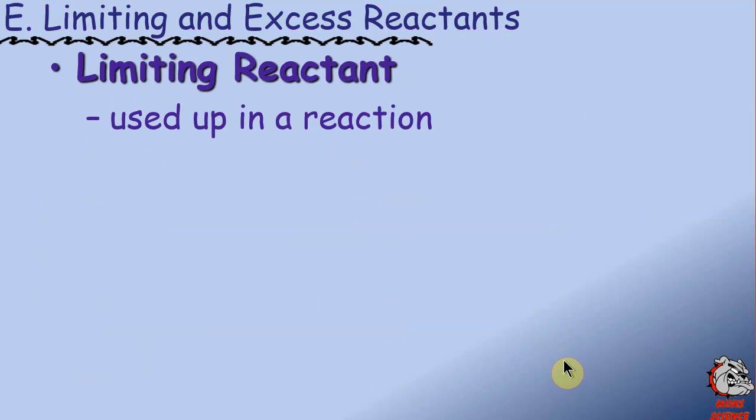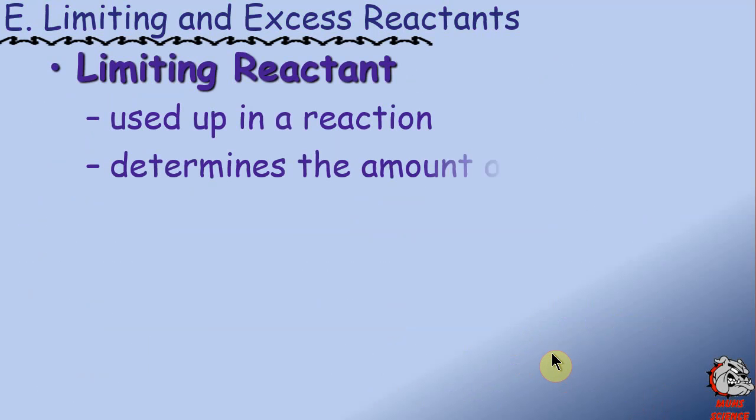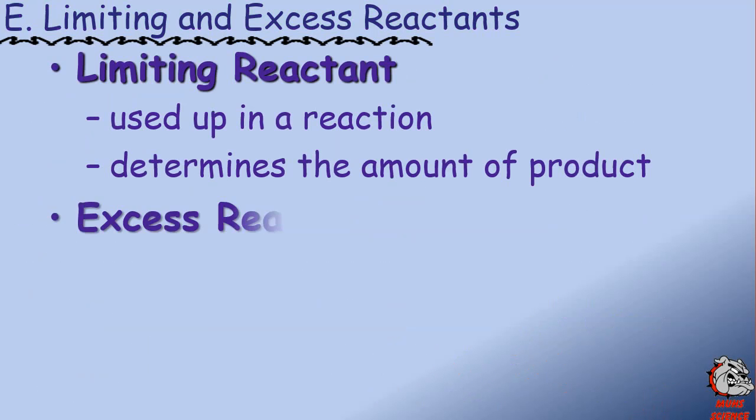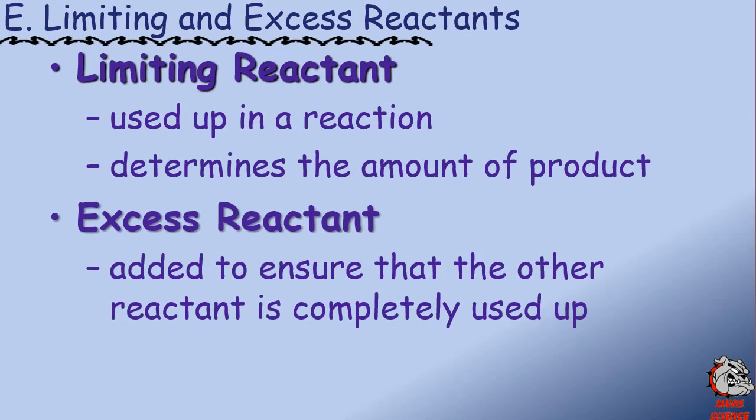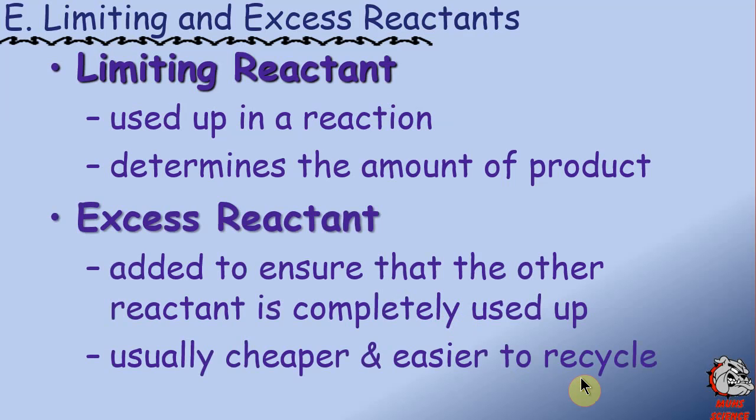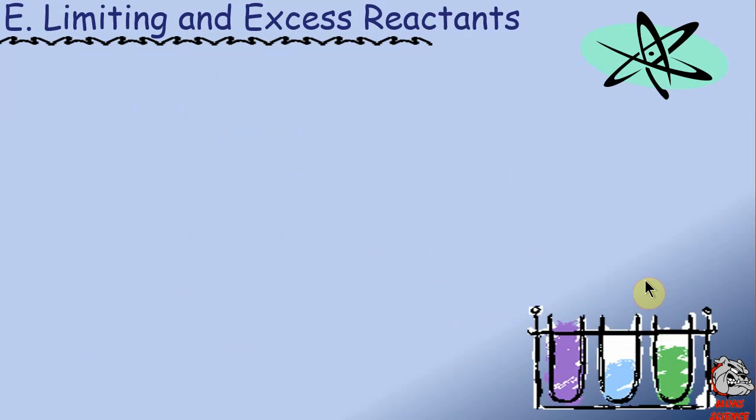So the limiting reactant is the first thing that's used up in a reaction, and it determines the overall amount of product that you're going to get, because once you run out of the limiter, you're done. The reaction is over. So you figure out what your limiting reactant is, and then you can figure out what your yield is. The excess reactant is added to ensure that the other reactant is completely used up, and that's because this is usually the cheaper of the 2 reagents, or it's easier to recycle or clean up or whatever. So that's the definition. Let's take a look at an example.